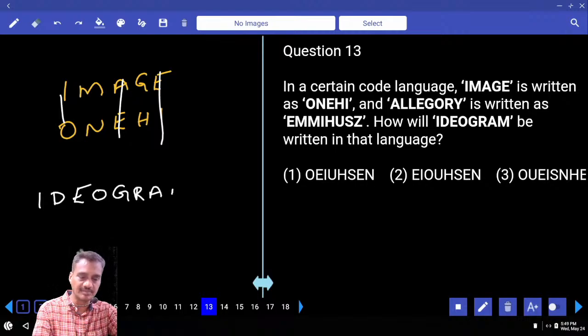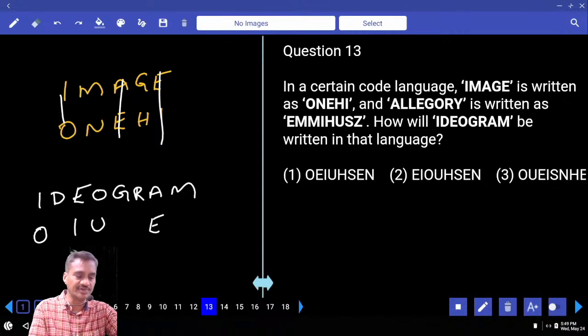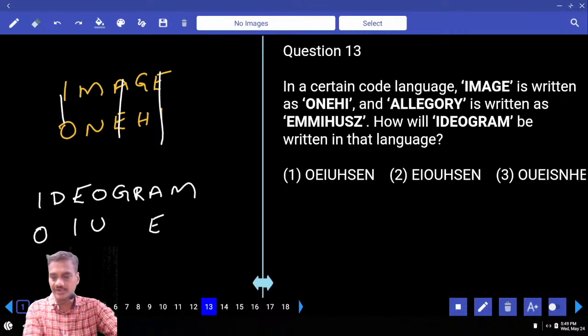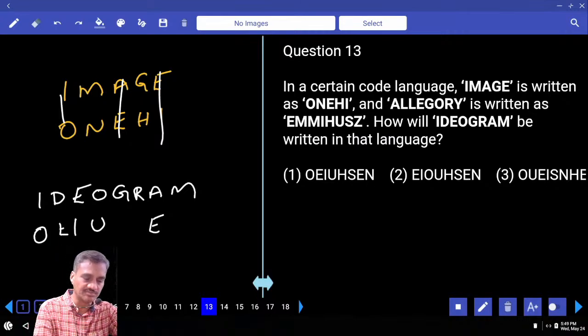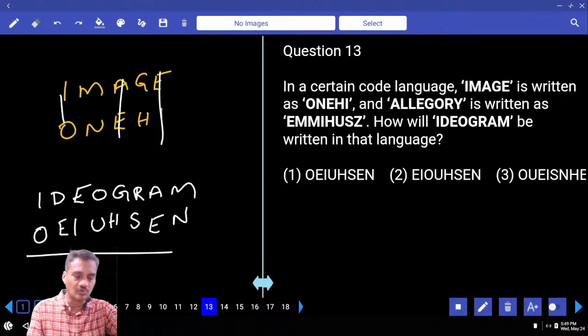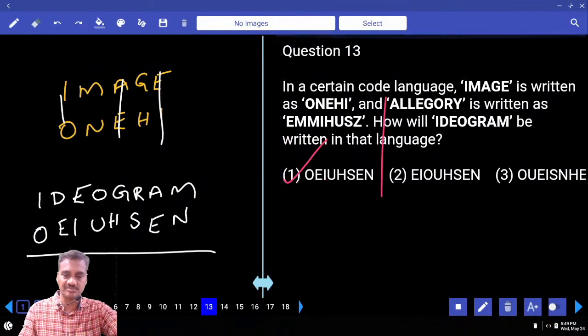G, R, A, M. Then in this one, the next vowel to I is O, E is I, O is U, and A is E. And in the next one, D plus 1 is what? E. Now do we have E here? No. E. And next one, G plus 1 is H, R plus 1 is S, M plus 1 is N. O, E, I, U. And H, S, E, N. Choice 1, question number 13. The next one, 14th one.